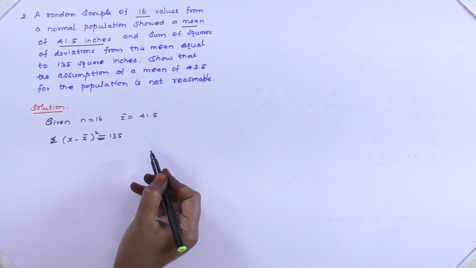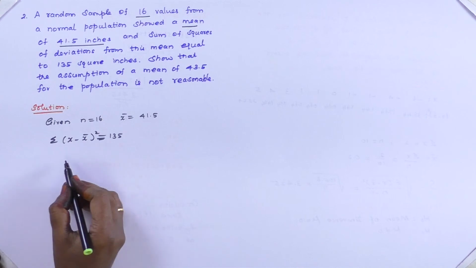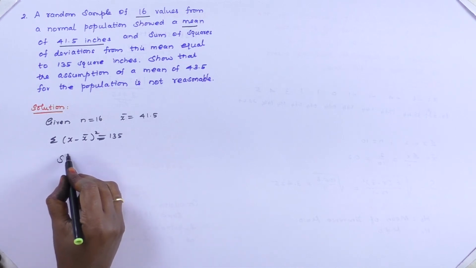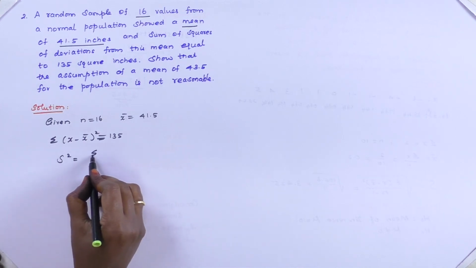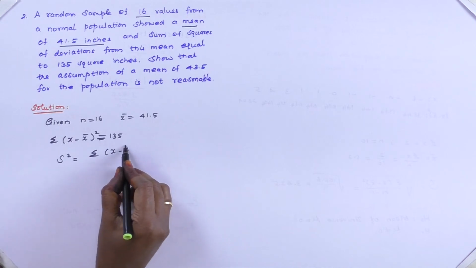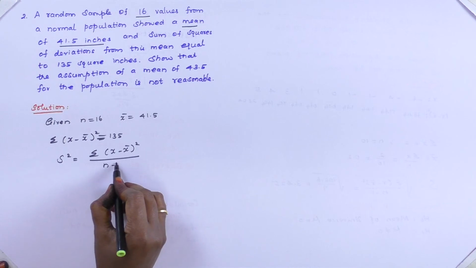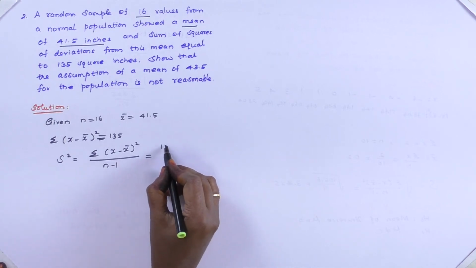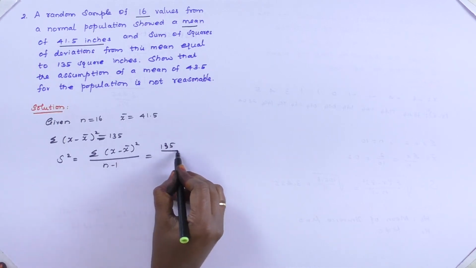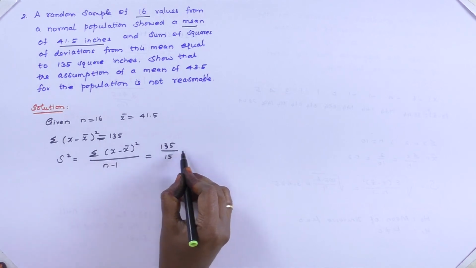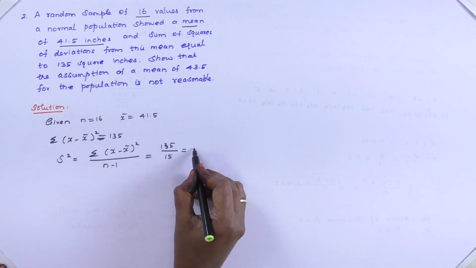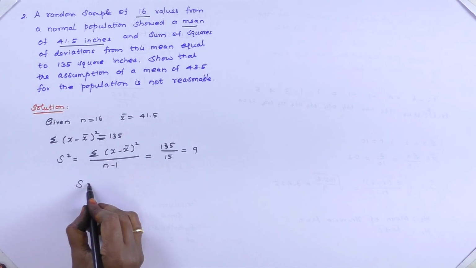Next we want to calculate capital S, that is the standard deviation value. S square is equal to summation of (x minus x bar) the whole square divided by n minus 1, that is 135 divided by 15, we get 9. Therefore S is equal to 3.